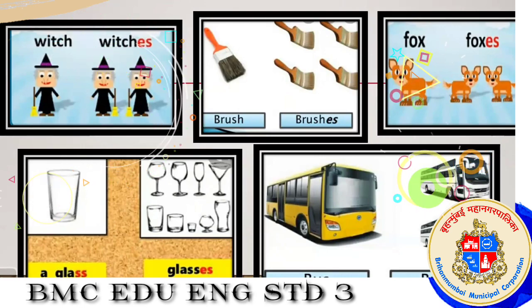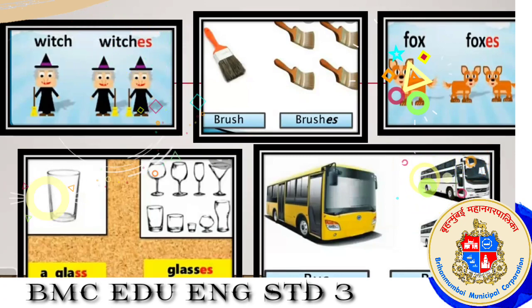Now in the next picture, brush. Now see, in the spelling of brush, it is ending with SH. Last two letters, SH. So what we will add here? ES. To make its plural, we will add ES. So it will become brushes.